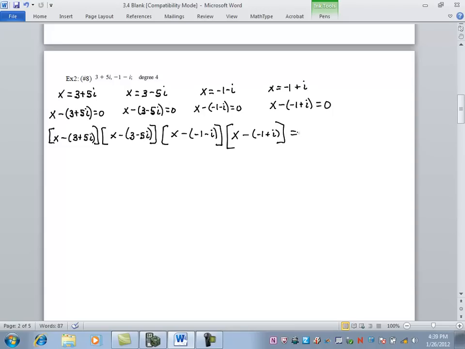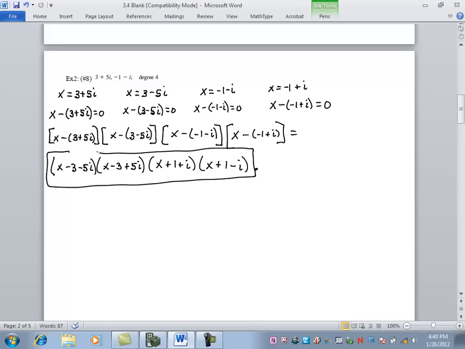Alright, and so then we can clean these up just a bit. And guys, I'm using brackets here because I'd already used the parentheses. It really doesn't matter if we go brackets or parentheses. I'm going to get rid of these inner parentheses now. This is x minus 3 minus 5i, x minus 3 plus 5i, x plus 1 plus i, and x plus 1 minus i. And so here we go, we have our product of linear factors.